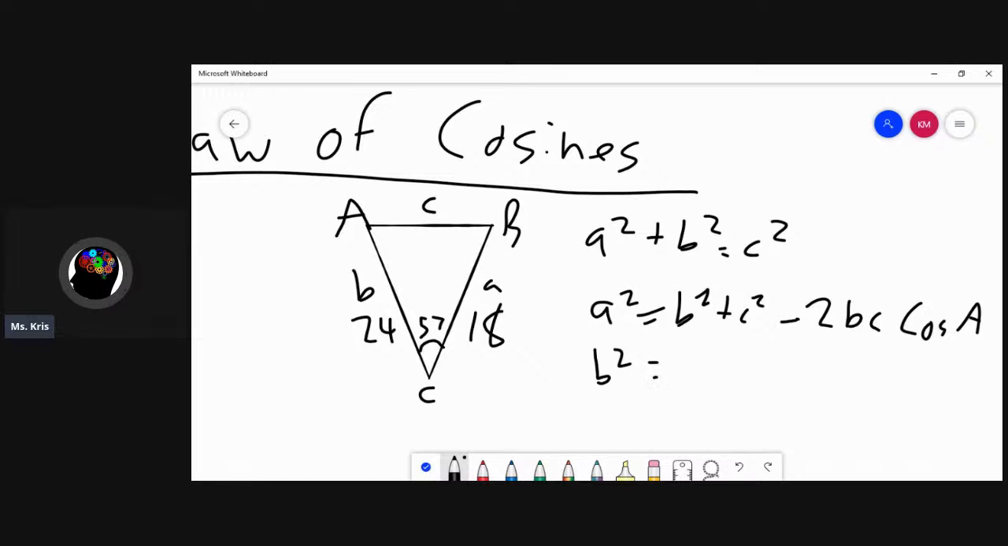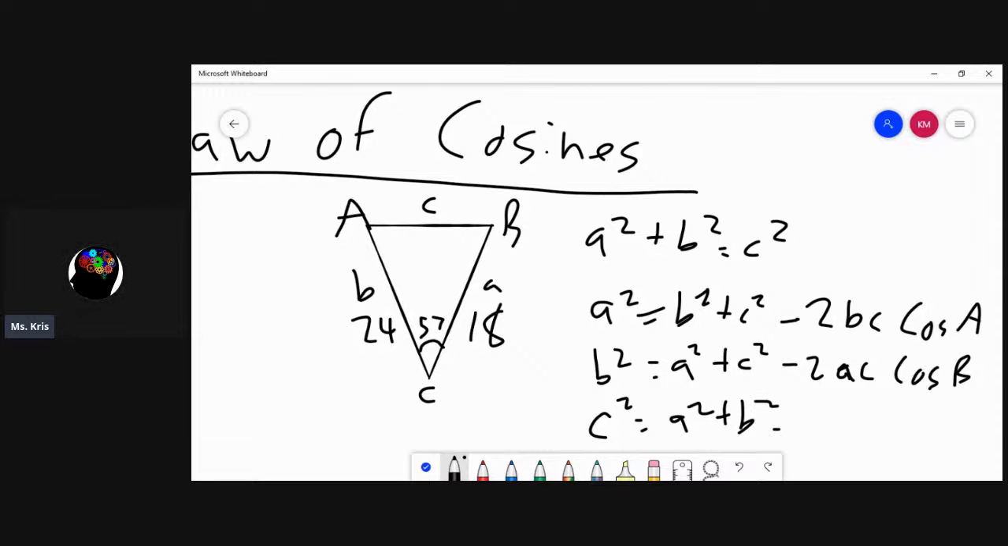If you're looking for B, of course, that's b squared equals a squared plus c squared minus 2 times a times c times the cosine as it relates to angle B. And of course, c squared equals a squared plus b squared minus 2 times a and b times the cosine as it relates to C.